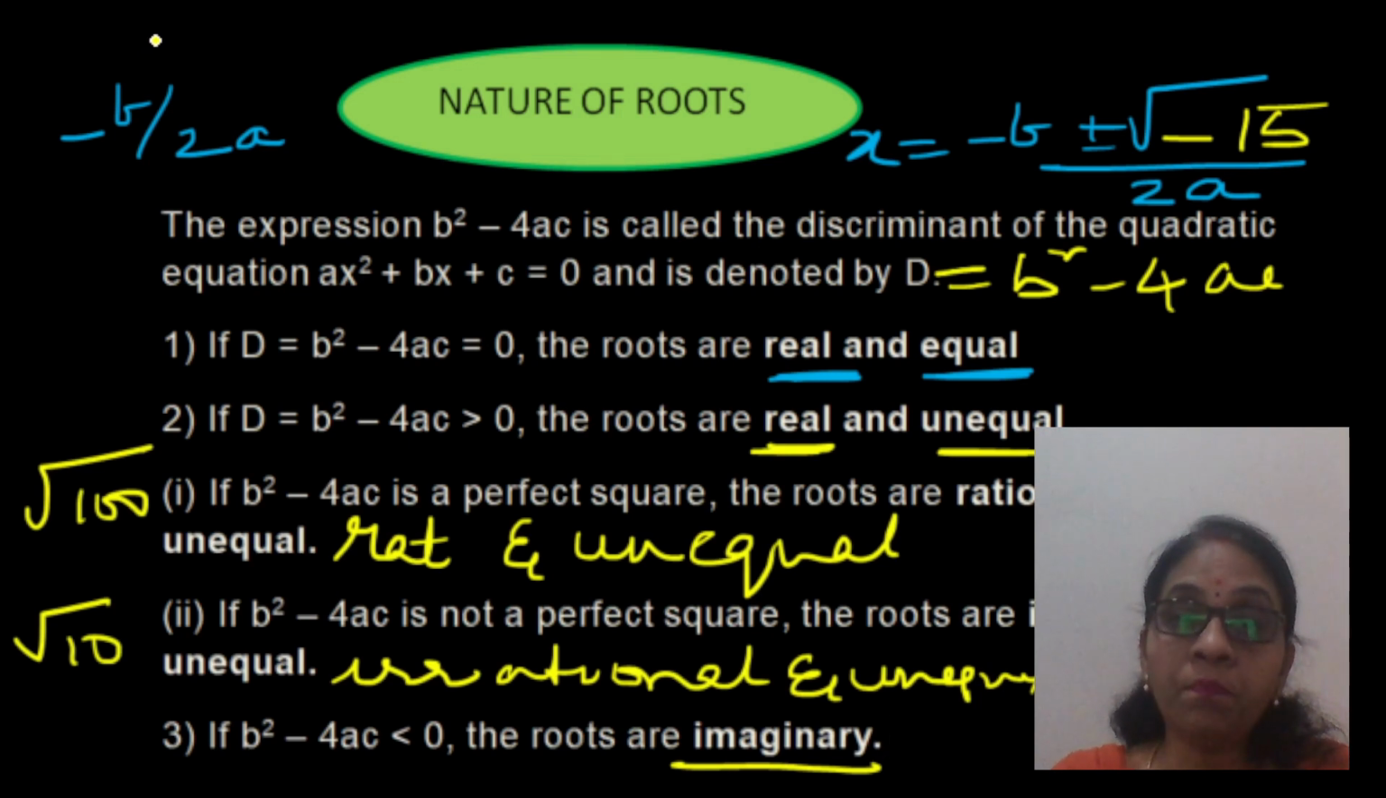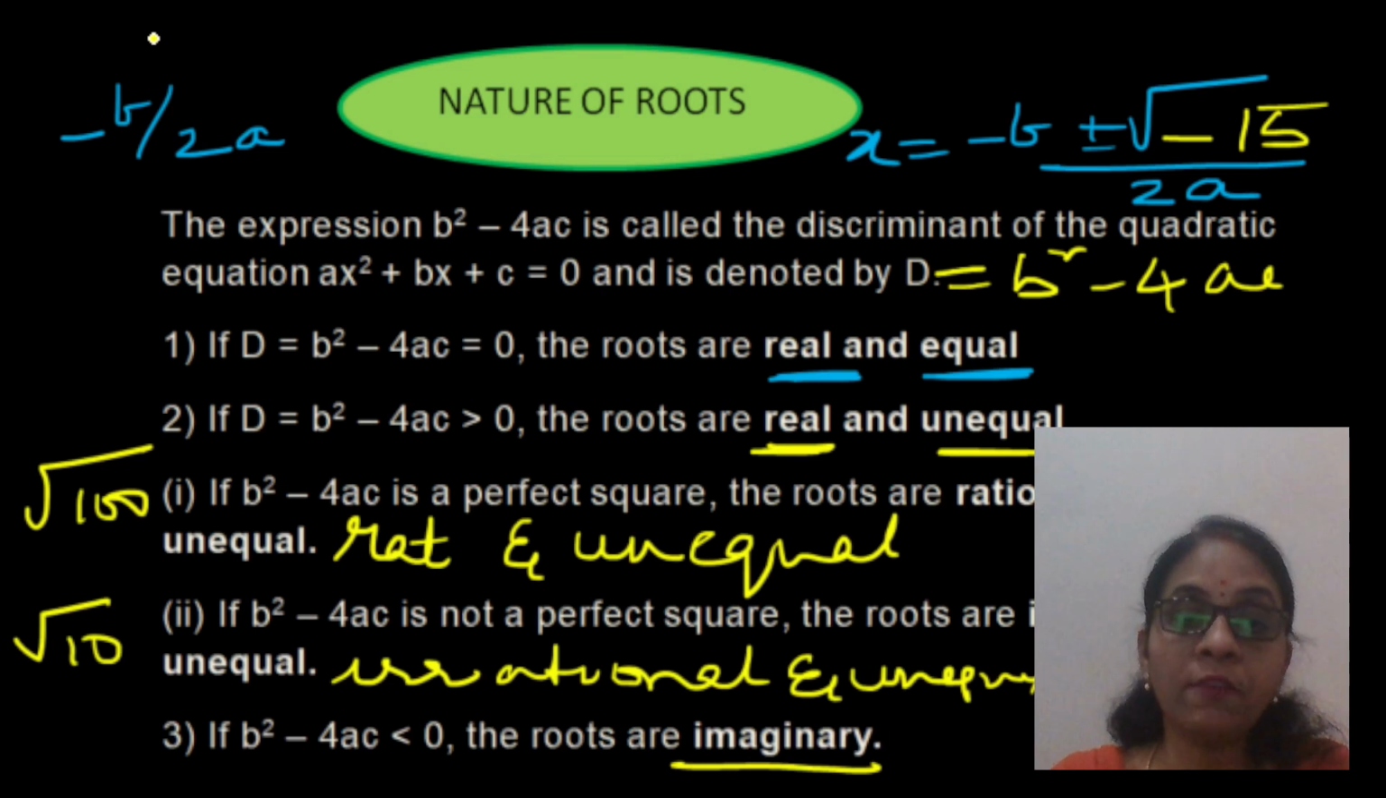But if it is an imperfect square like 15, 13, 11, 17, 27, these are all imperfect squares. You cannot find the square root directly. You have to use a logarithmic table book to find the square root, and therefore the roots become irrational.